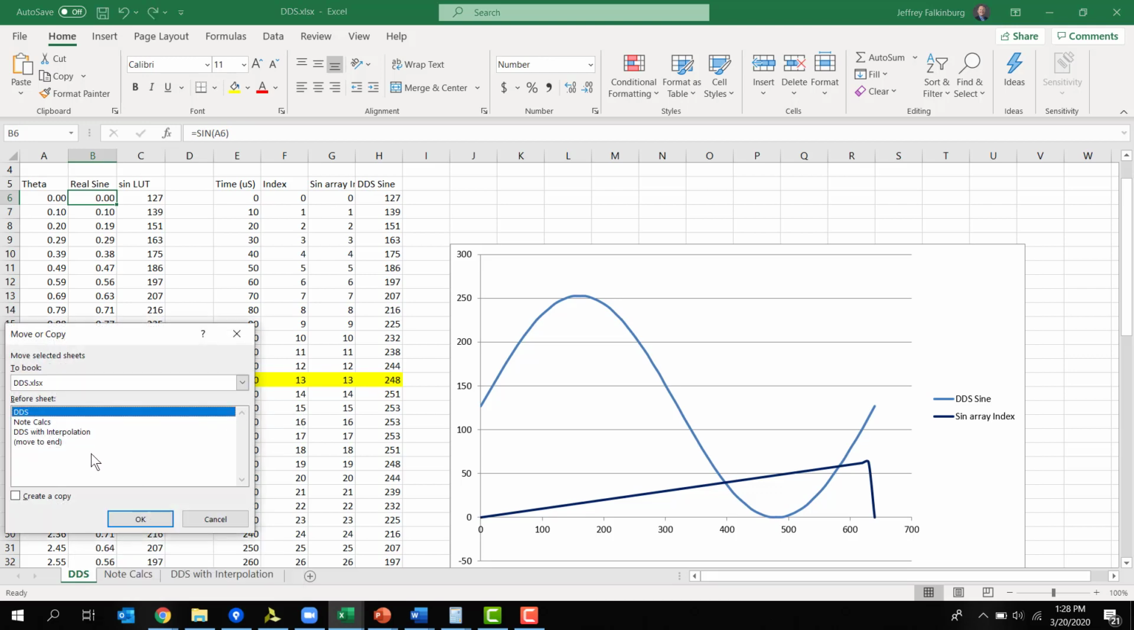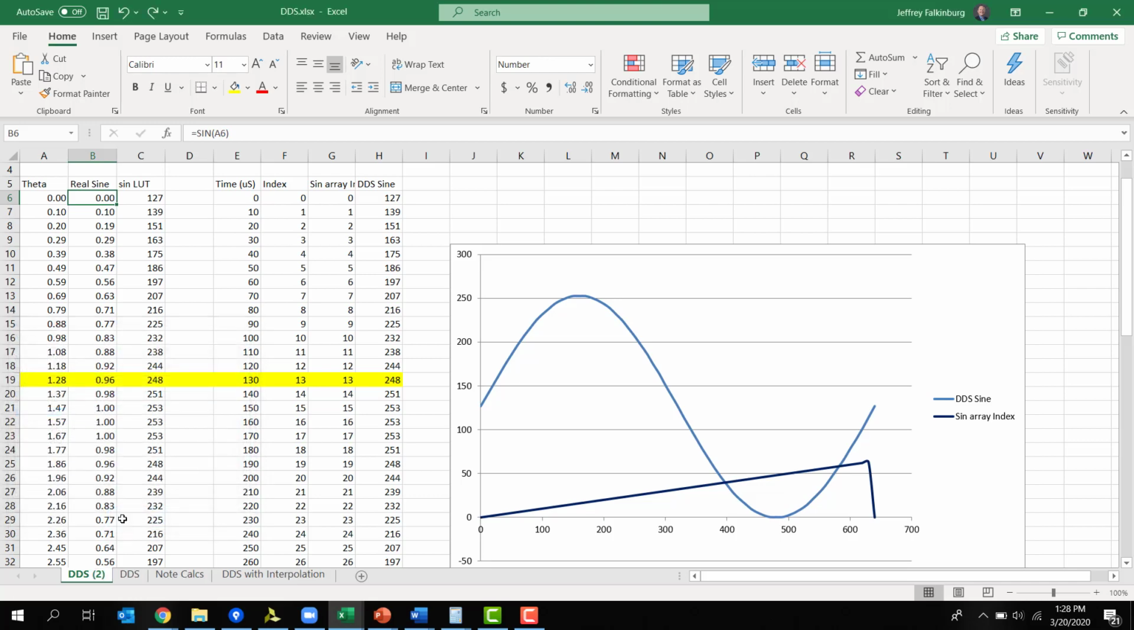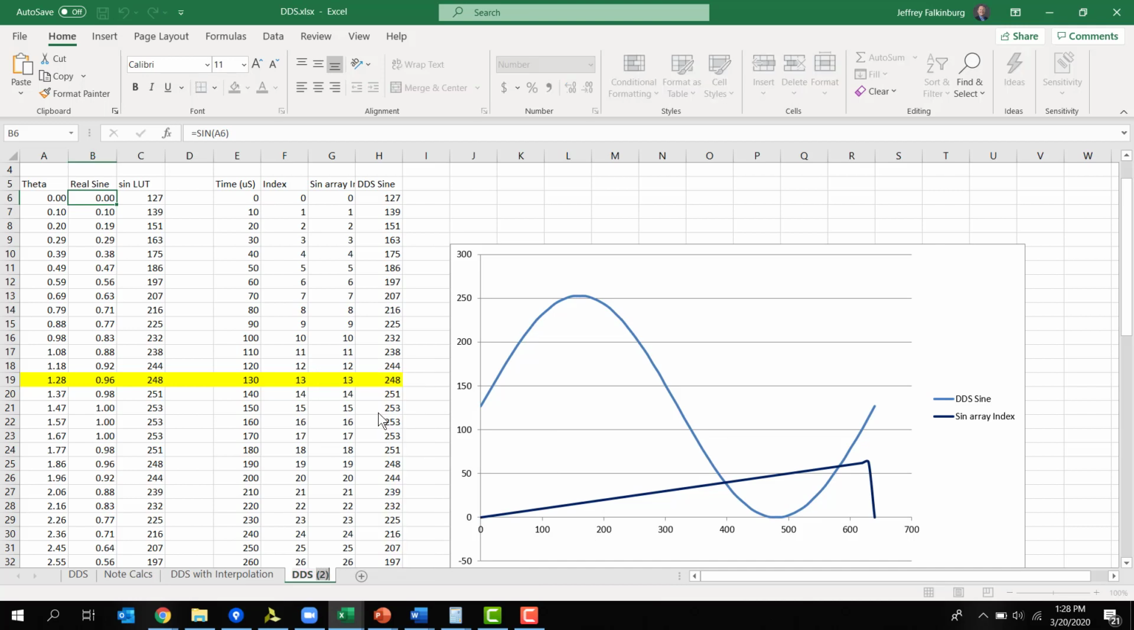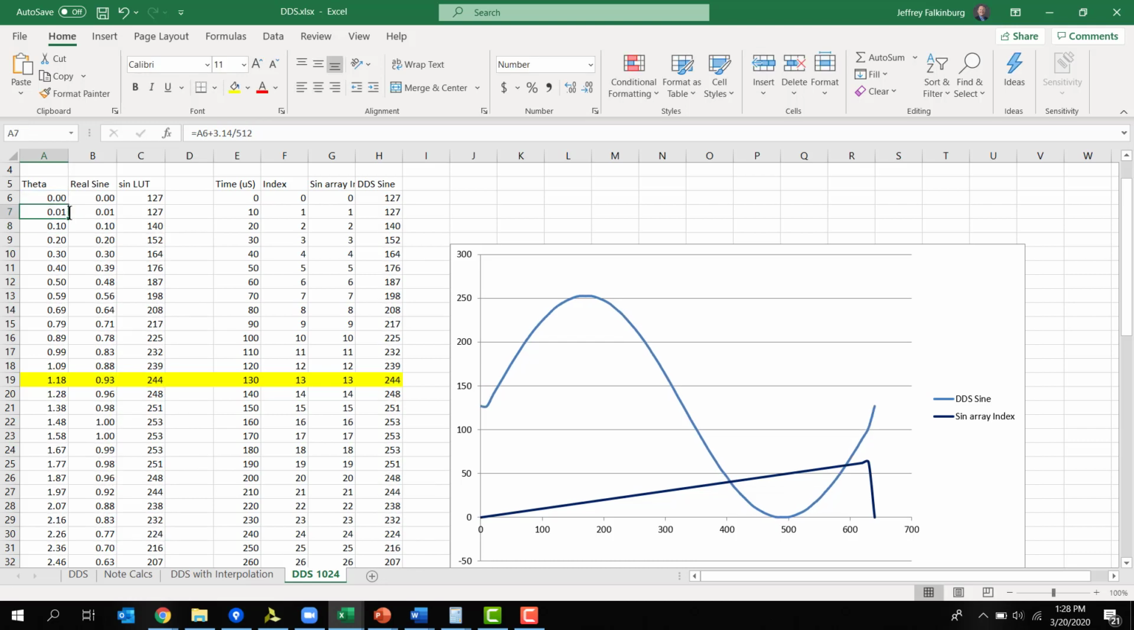And then I would go ahead and create a new tab, copy it, and we'll call it create a copy. Move it over. And then I would rename it DDS 1024, something like that. Now, these theta values, again, 0 is the first one. The next one is going to take the previous value plus 3.14 divided by, let's say, 512. Would be half of it.